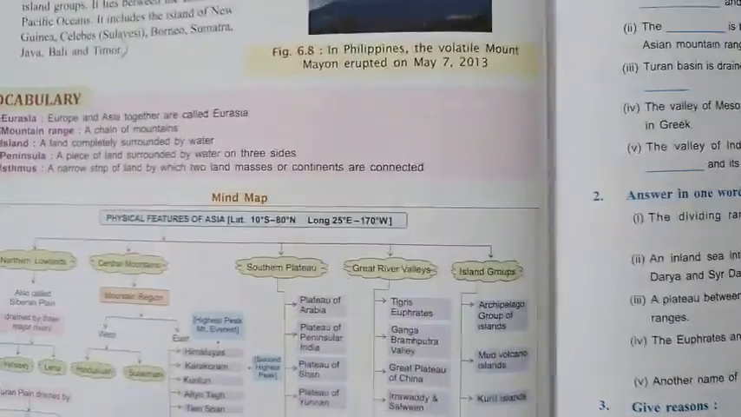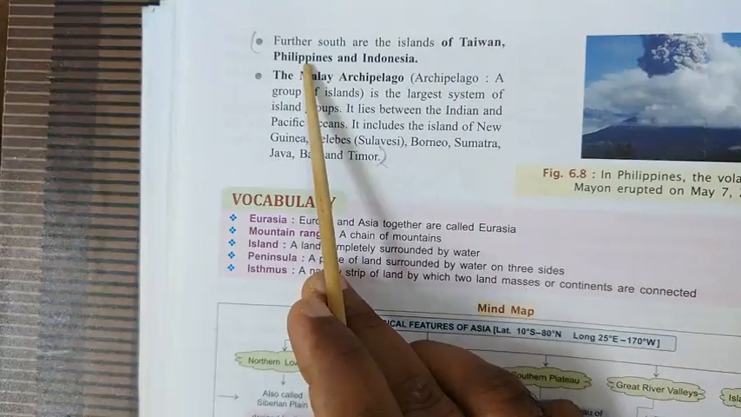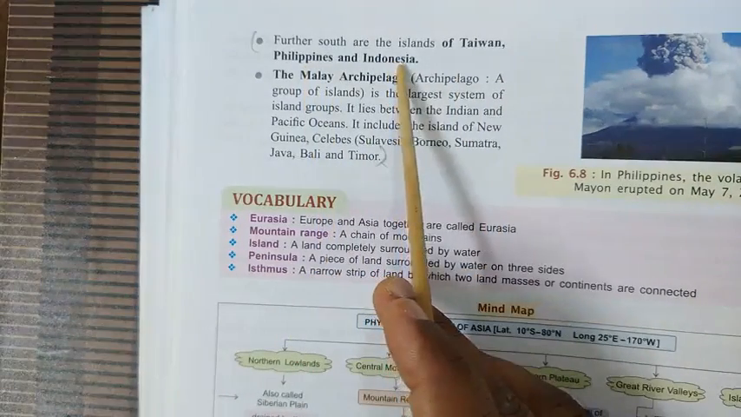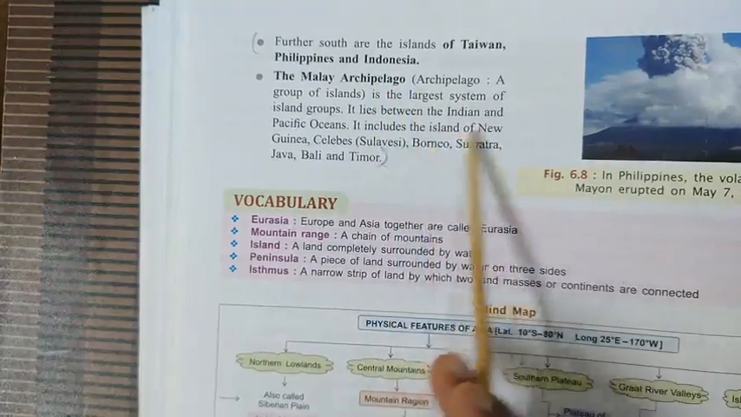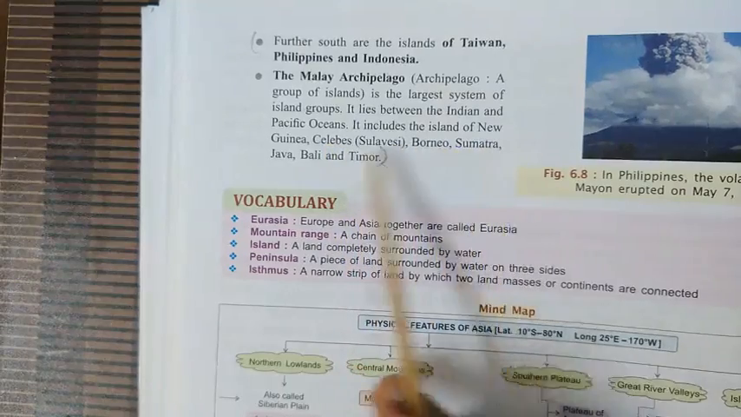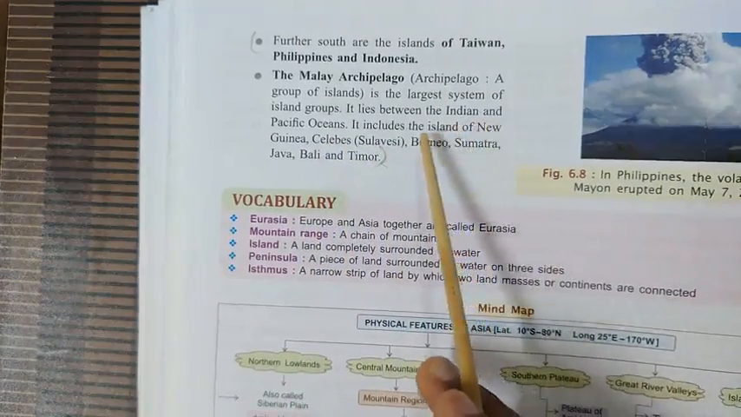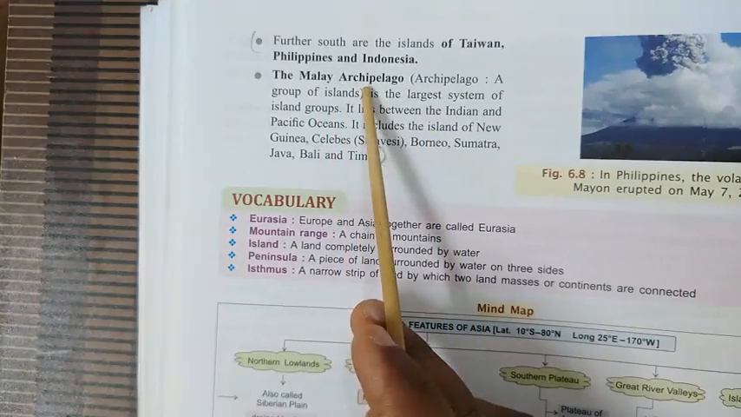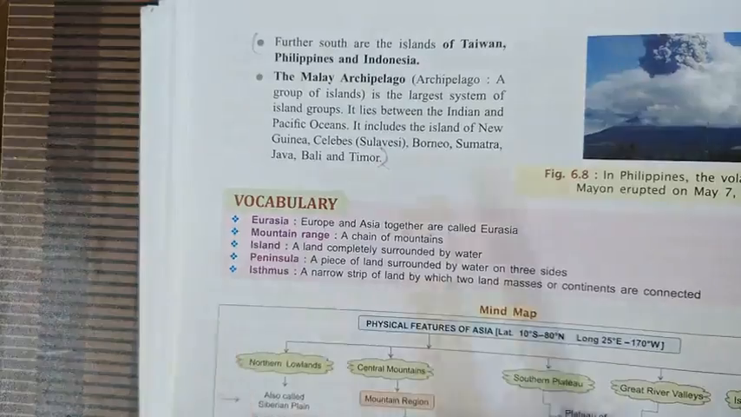Next, I showed you the islands of Taiwan, the Philippines, and the Indonesian islands, the Malay Archipelago. I told you there are so many islands like Guinea, Celebes, Borneo, Sumatra, Java, Bali, Timor. Together they form a very big group of islands known as the Malay Archipelago. And the Philippines is also an archipelago.